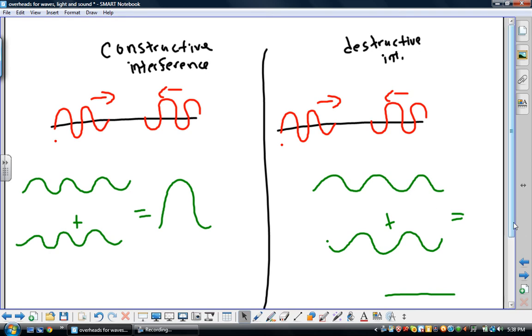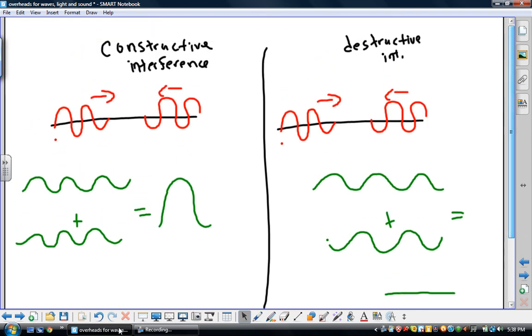There are some great pictures of this in the book also. This is one of the harder ideas in this chapter. There are a ton of Google sites about this one, so you can look up constructive interference of waves and destructive interference of waves, and you'll get lots of really good animations on that.